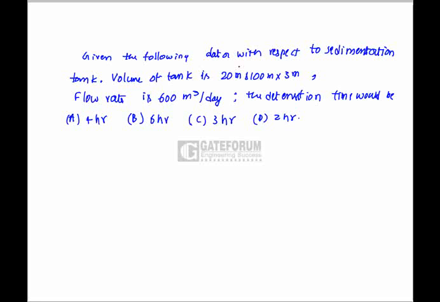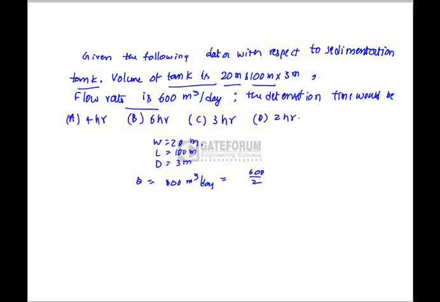In this question, the following data with respect to the sedimentation tank was given. The volume of the tank is also given: 20 meters, 100 meters and 3. So width is 20, length is 100 and depth is 3 meters. The flow rate Q is given as 600 cubic meters per day, that is equal to 600 by 24 cubic meters per hour.